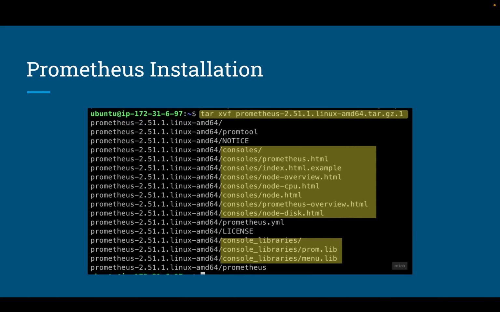Then we need to extract that package in order to see its content. For that, I'm using tar xvf and the package name. That will unwrap all the files inside the package. If you see, we have promtool, NOTICE, and two directories, consoles and console_libraries, and also a configuration file prometheus.yml, a LICENSE file and a prometheus executable.